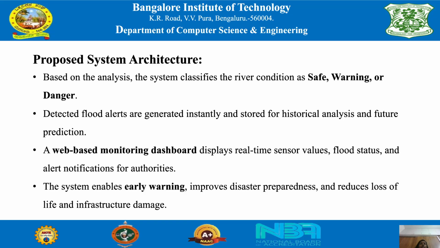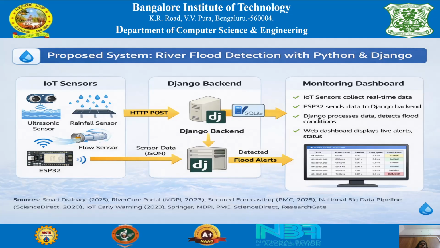A web based monitoring dashboard displays real time sensor values, flood status, and alert notifications for authorities. The system enables early warnings, improves disaster preparedness, and reduces loss of life and infrastructural damage. So this is the proposed system, river flood detection with Python and Django.